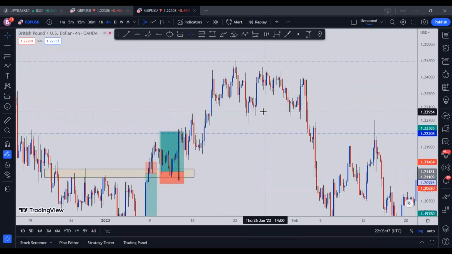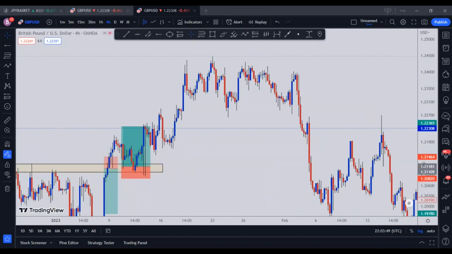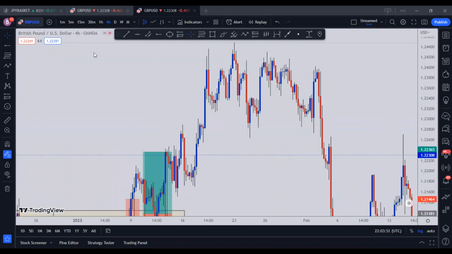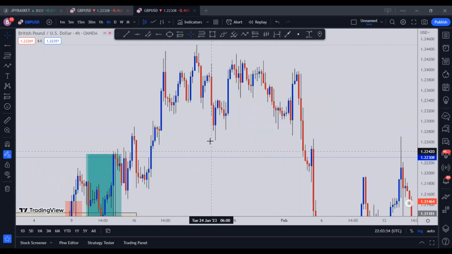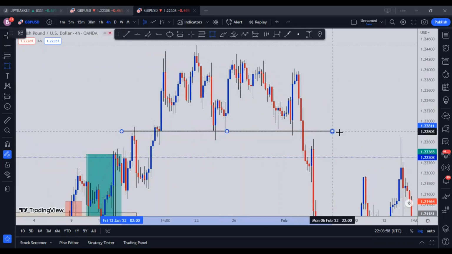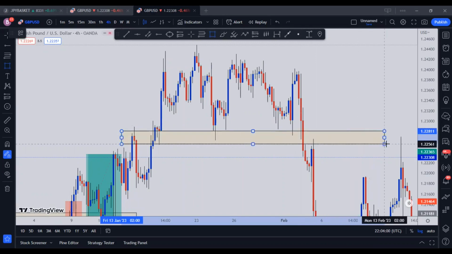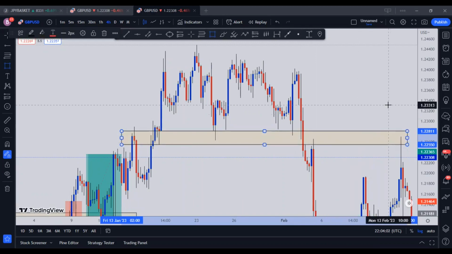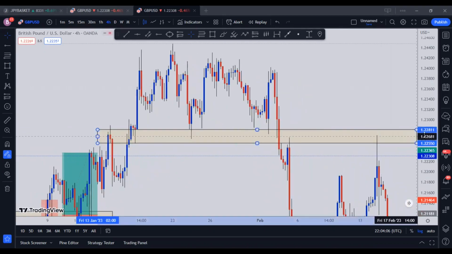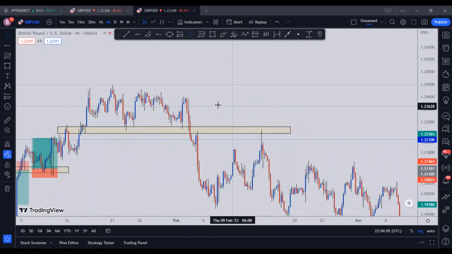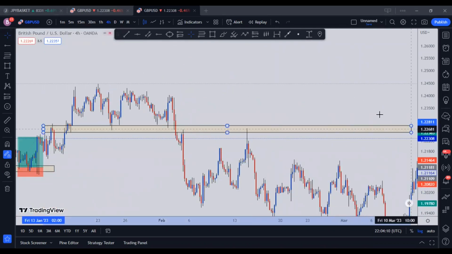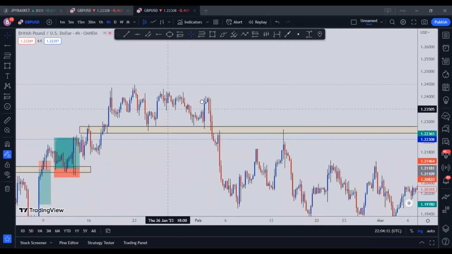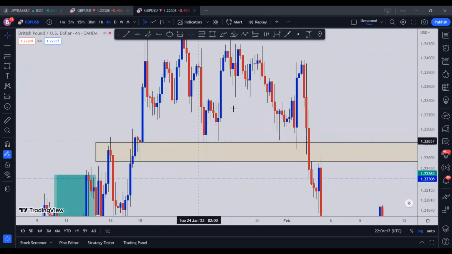Okay, guys, for the key support zone, I'm going to show you. This is still the same GBP USD. As you all can see here, we have a key support zone here, and here. A very beautiful support zone. You can stretch it all the way to the current market price. Okay, let's do that now. You can just stretch it all the way to the current market price, and you all can see what happened in this key support zone here.